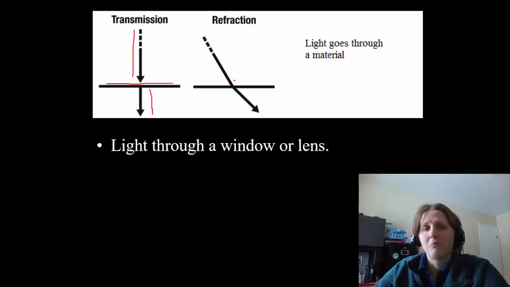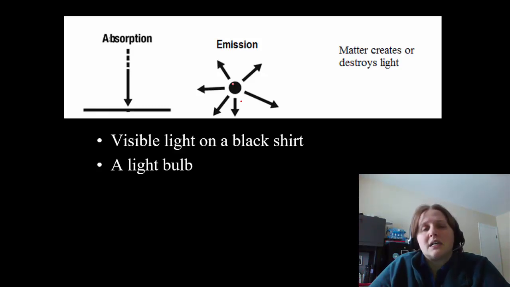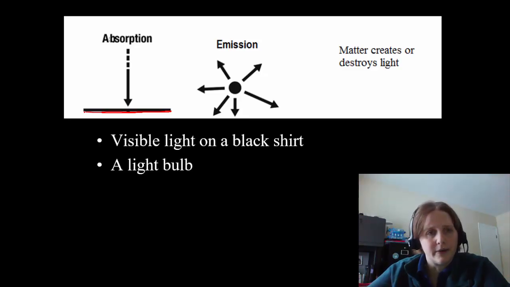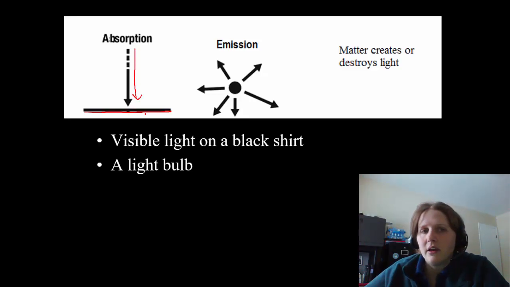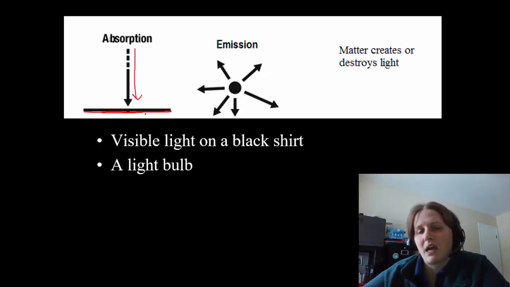So light can go through matter in certain cases, but in other cases, matter might be able to absorb light or emit light. So let's say you've got a black t-shirt. Black fabric absorbs every visible color. And absorb basically means that the light came in to the black t-shirt, and then that energy stopped being light. It destroyed the light and it went into the thermal energy of the shirt. So absorption is destroying light. Matter can destroy light.